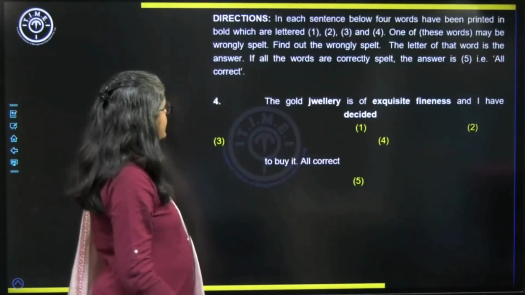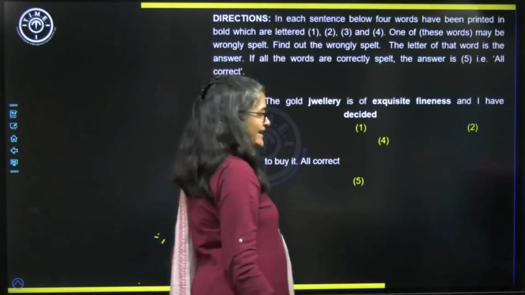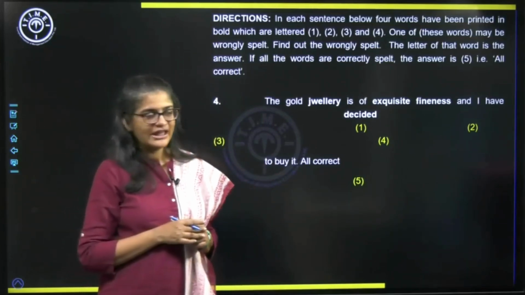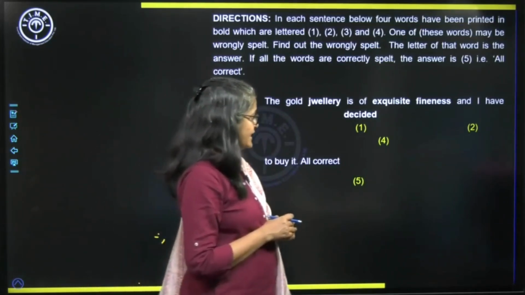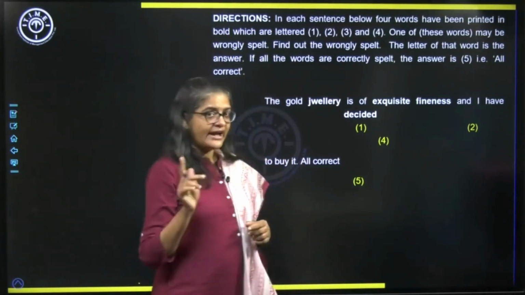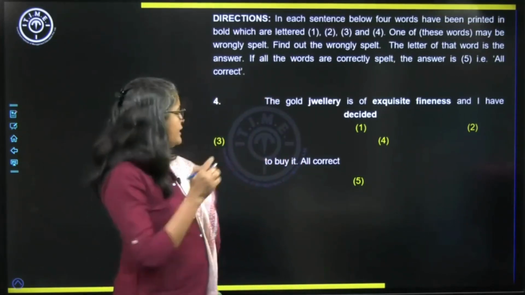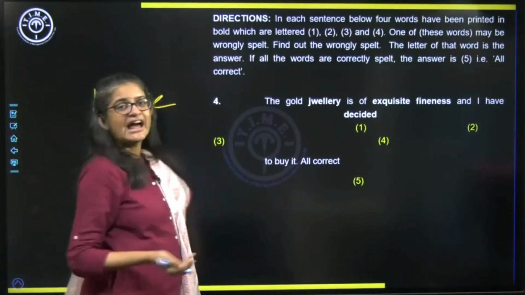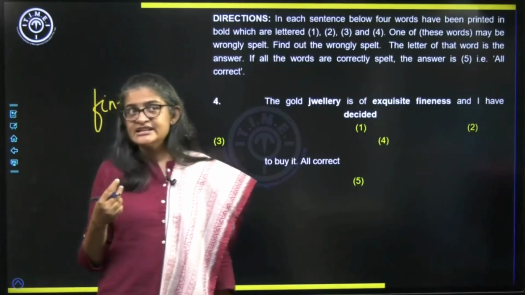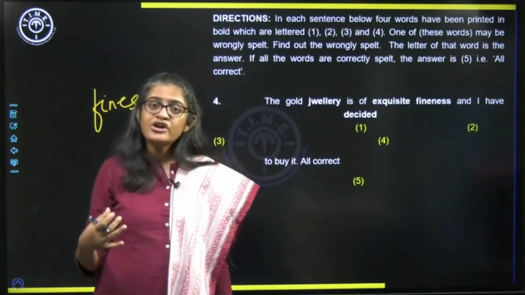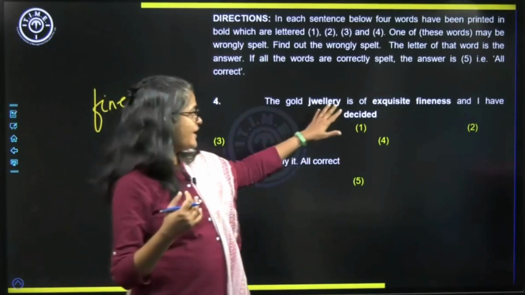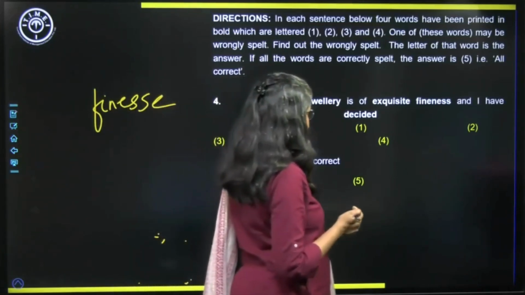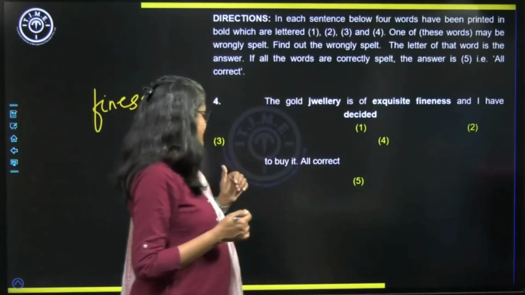Next, the gold jewelry. This is how we all pronounce it in India, so we may not find anything wrong there. Is of exquisite fineness. There are two words, finesse and fineness. Both are correct. Finesse is a different word. I brought it up here because I randomly thought of it. Finesse is skill, or grace in doing something. This is fineness, which means the delicate nature. The gold jewelry is of exquisite fineness and I have decided to buy it.